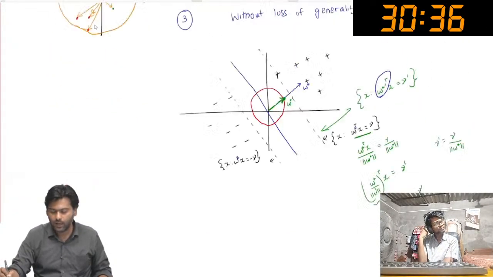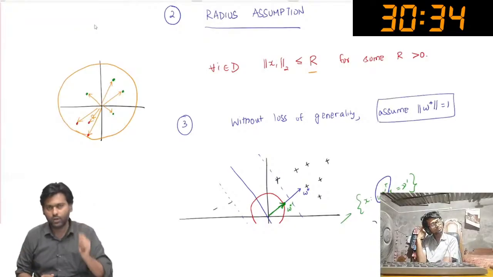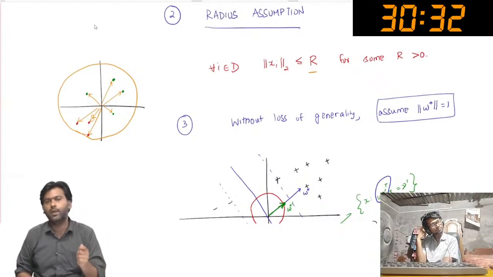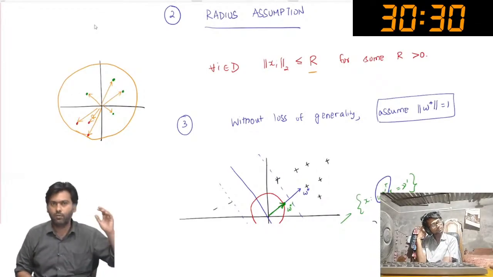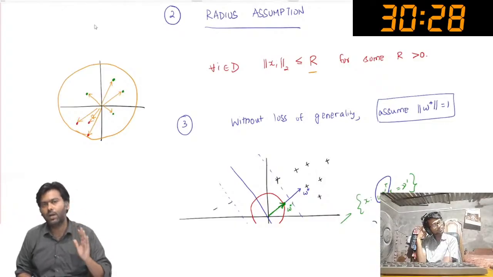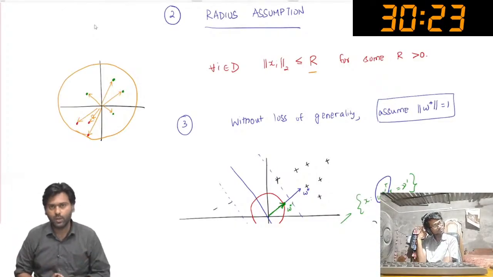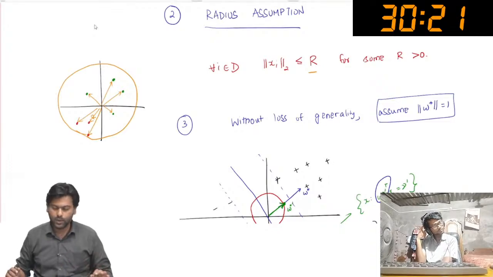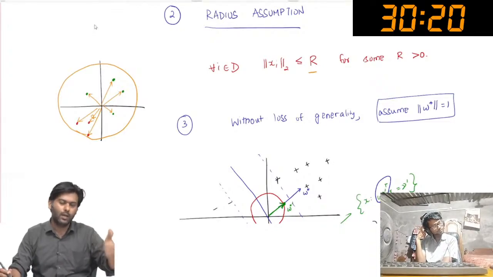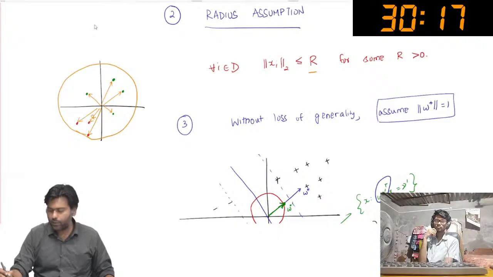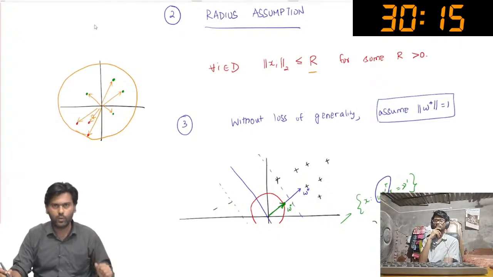So which means that without loss of generality, I can assume that the length of my w star is actually 1, right? Because for every w star that linearly separates my data set with some gamma, there is an equivalent w star dash whose length is 1, which separates my data set linearly with some other gamma dash, right? So I can assume that the w star that is given to me is as well of length 1 itself, right? So this is without loss of generality. So now with these three assumptions, linear separability with gamma margin, which is the most important assumption, the radius assumption and the length assumption, we can now go ahead and try to analyze the proof of the perceptron algorithm, which we will do next.